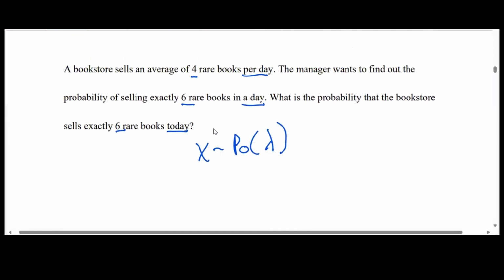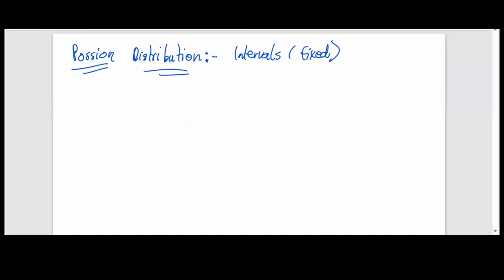Right, this one here. So look out for the interval. A bookstore sells on average 4 rare books per day. The manager wants to find the probability of selling exactly 6 rare books in a day. What is the probability that the bookstore sells exactly 6 rare books today? So you see, they're constantly giving you that interval. That is something to keep in mind.